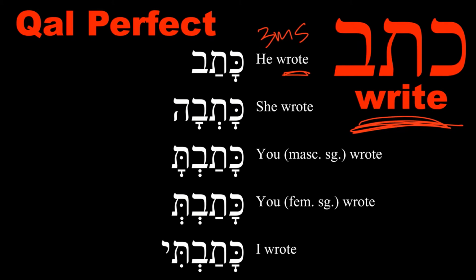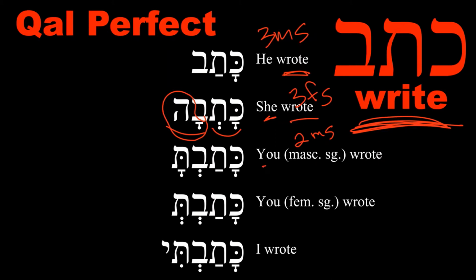If we want to say she wrote, we would say katva. Now notice the qamets hey at the end, which is our typical feminine ending on a noun. And that should be the visual marker that we want to see in the feminine. So this would be third person feminine singular. She wrote.